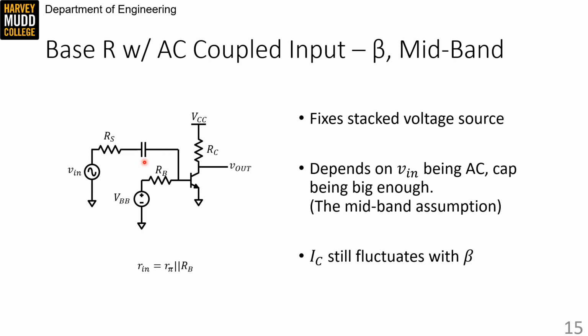So this variation of the common emitter has an input impedance of R pi in parallel with RB, because we would draw the boundary of our amplifier to include our biasing network.